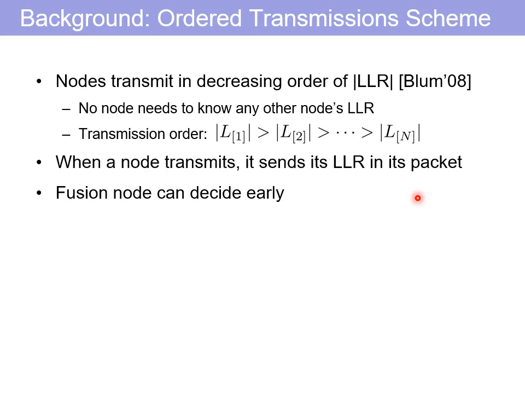And when the node transmits, it sends a packet, and in the packet it includes its log likelihood ratio. So the fusion node would get that node's LLR, log likelihood ratio, when the node transmits. And the important thing is that the fusion node can decide early. How, I'll tell you, but it does not have to wait for all the n transmissions to come. So instead of formally defining the scheme mathematically, I will illustrate it with an example.